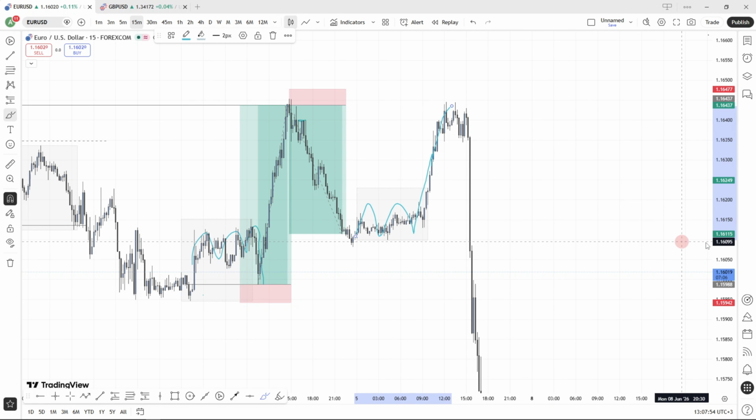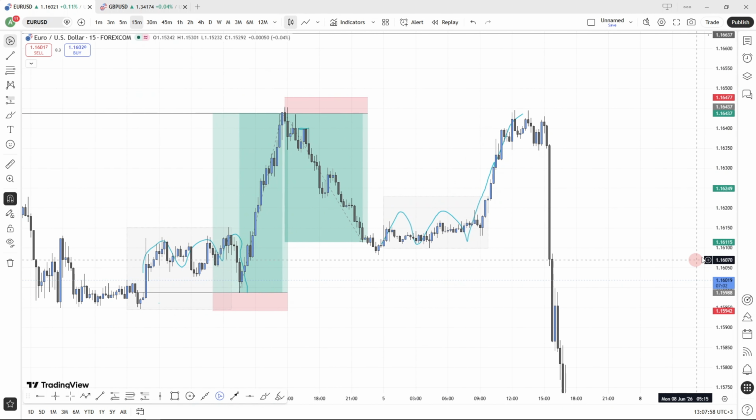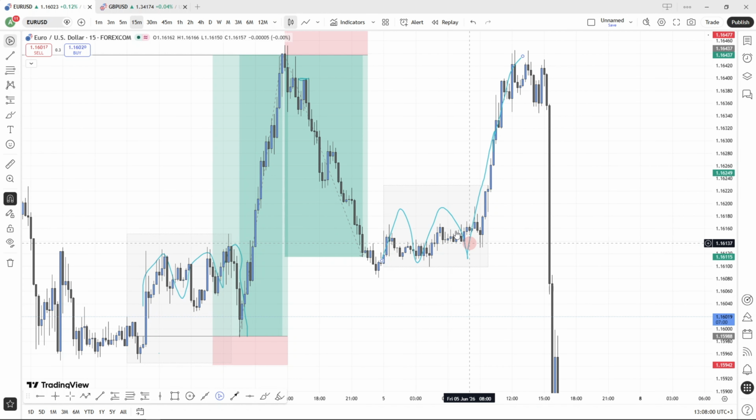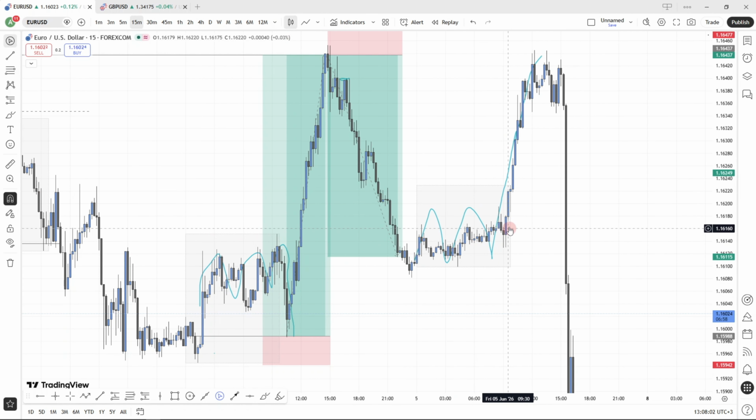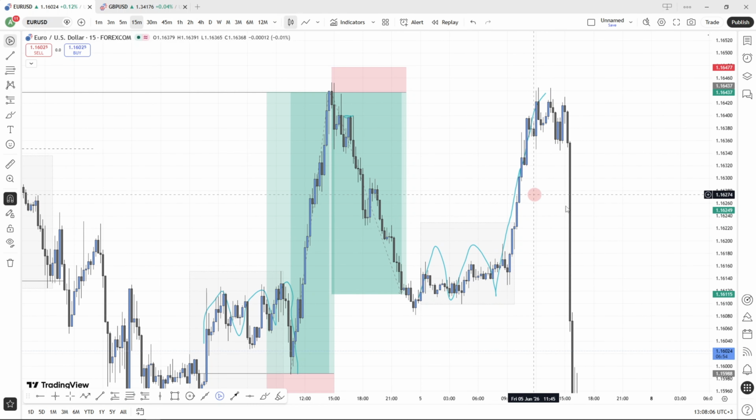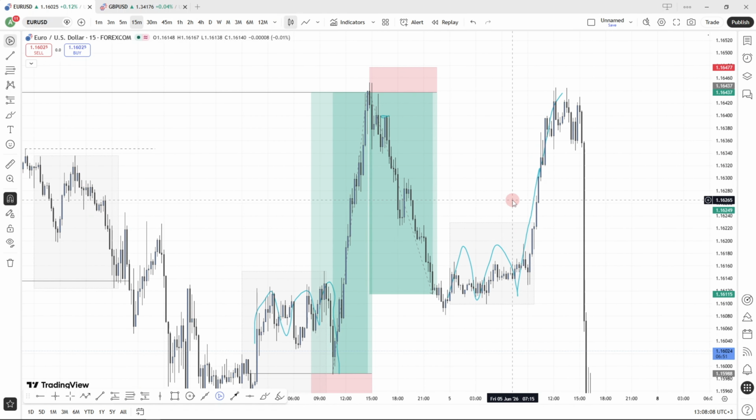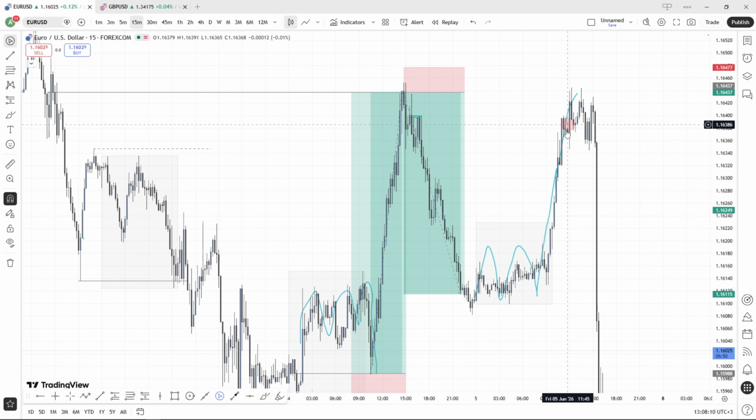So after this Asian accumulation, you can see it had quite a crazy accumulation. A lot of accumulation happened right here. Price barely had any movement, and then we had this kind of manipulation where we had a significant move or push to the upside, and this was going to mitigate a higher time frame key level.